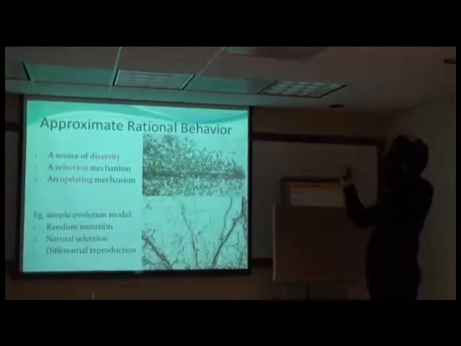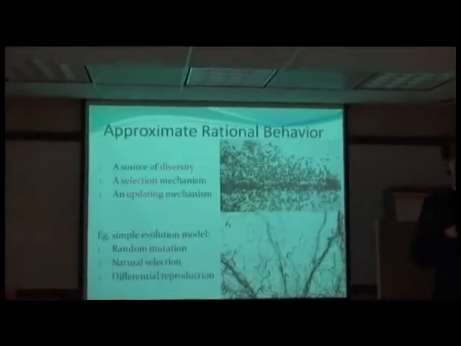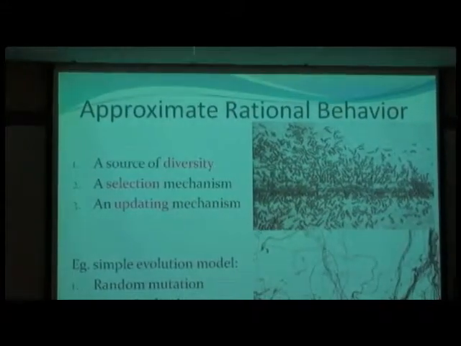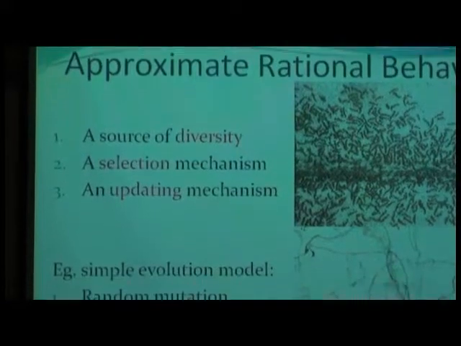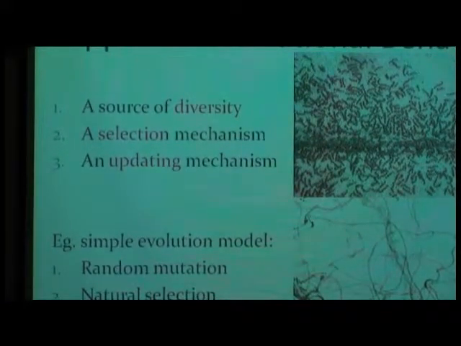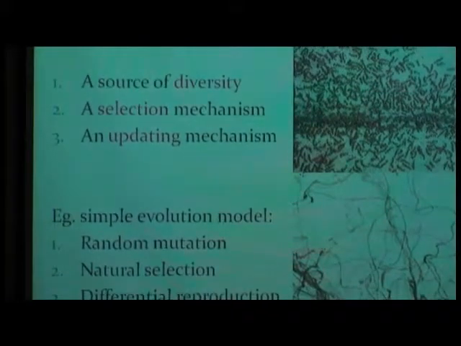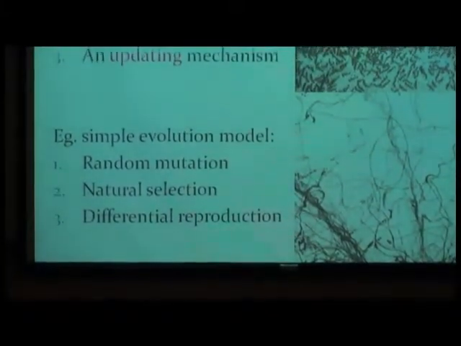So what's needed in approximate rational behavior? We need some mechanism that generates diversity, in other words, the possible actions we might take. We need some way of selecting which of those actions is most in our interest, and then we need some way of updating our structure to reflect the actual nature of the world. And we see these three components in every biological system at every level.